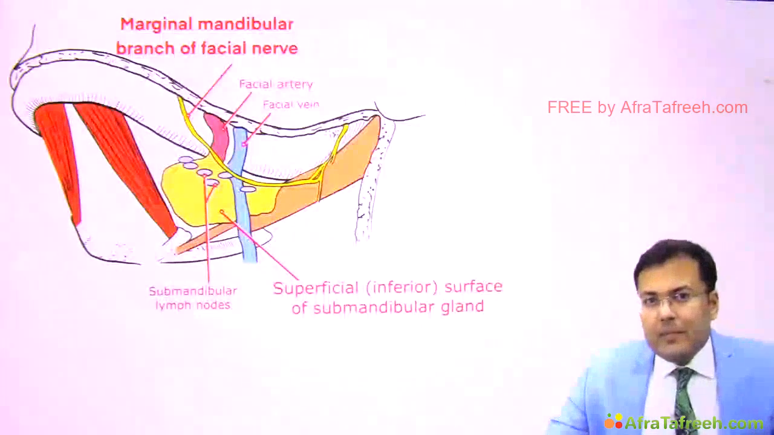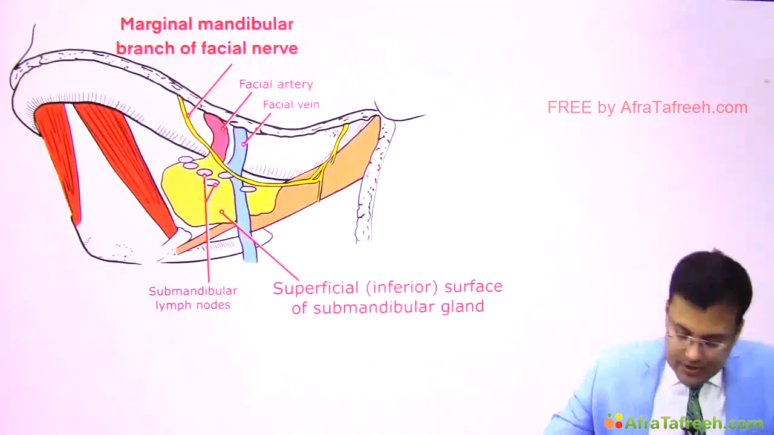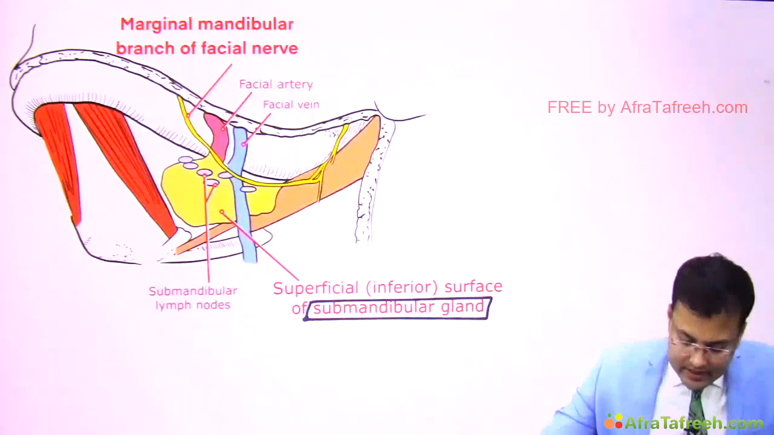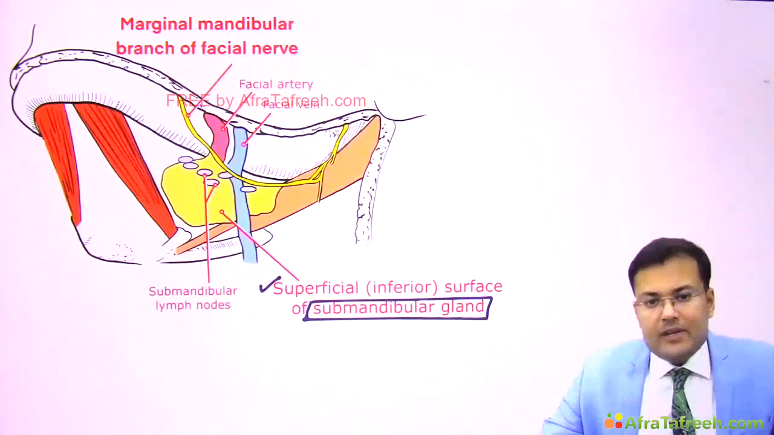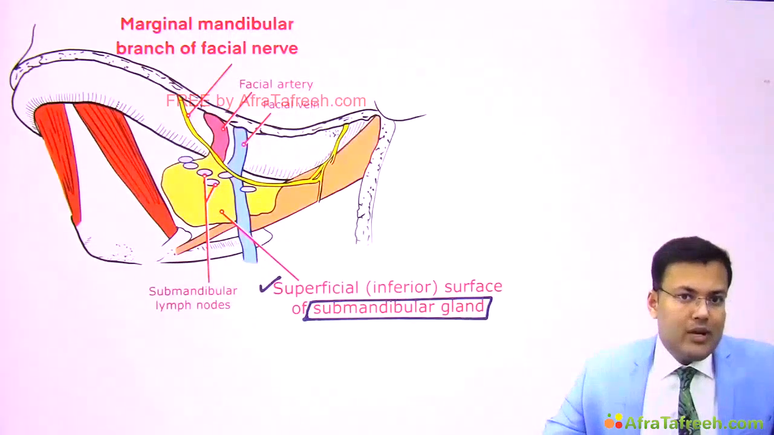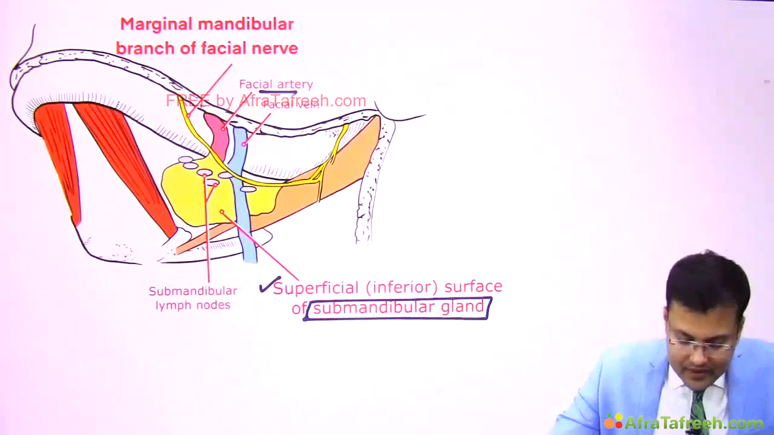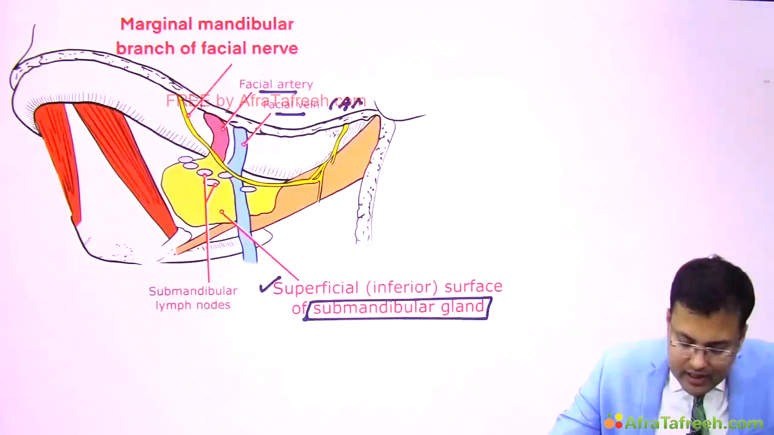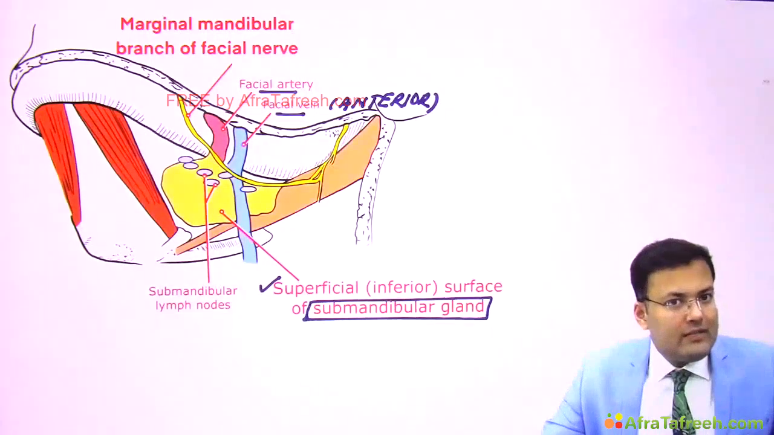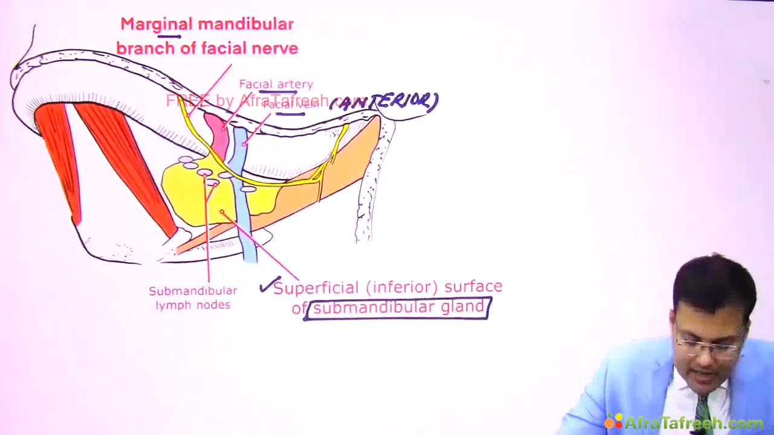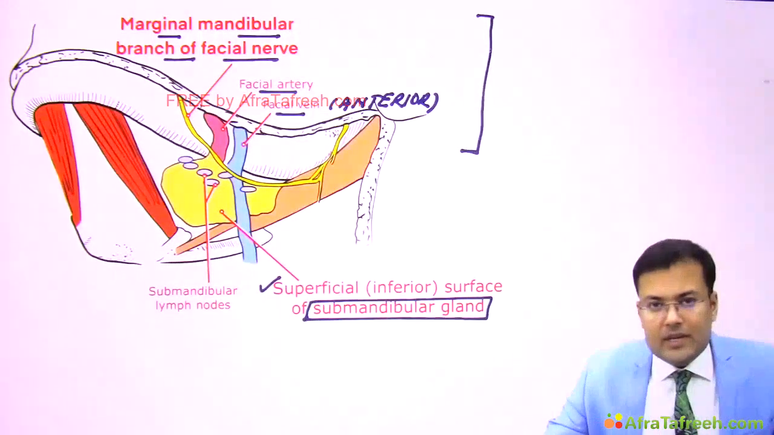Now see the important anatomical relationships of submandibular gland. Here you can see the superficial or inferior surface of submandibular gland, and it is in close relation to facial artery, facial vein, which one? Anterior facial vein. So close relation with facial artery, anterior facial vein and marginal mandibular branch of facial nerve. These are the important anatomical relations.